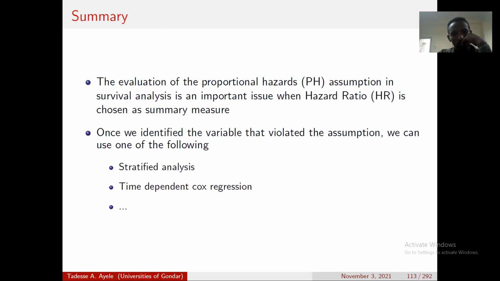Now, in summary, the evaluation of the proportional hazards PH assumption in survival analysis is an important issue when the hazard ratio is chosen as a summary measure or as an effect size. So if we decide to use the hazard ratio in a proportional hazards model, then we have to test the assumption. Once we identify the variable that violates the assumption, we can use the following extensions: either stratified analysis or time-dependent Cox regression, or probably other extended models can be used.